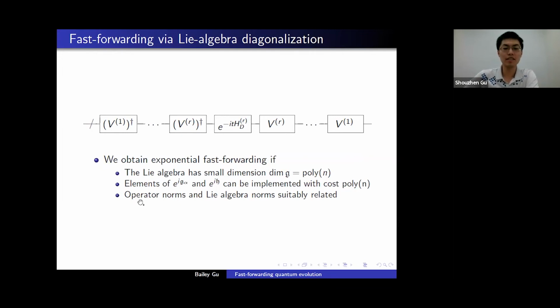And lastly, we have this technical condition that the operator norms and the Lie algebra norms have to be related in some way, because when we showed convergence for that Lie algebra diagonalization, it was actually in the Lie algebra norm. But most of the time, when we do simulation, we're interested in the operator norm. So we have to be able to relate these two norms to each other. But if these three conditions are satisfied, then we can go for an exponential amount of time to obtain exponential fast forwarding.